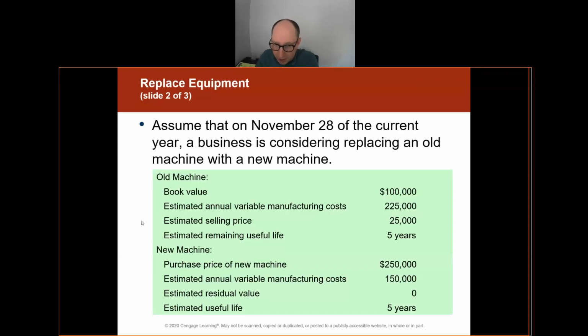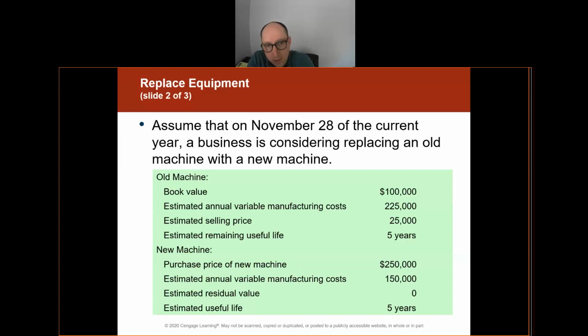Okay, so here's how it works. Obviously, much smaller scale, but just throw a couple of zeros on it, right? Let's assume we're looking to replace an old machine with a new machine. The old machine, what's it currently worth? Book value, 100,000. The estimated annual variable manufacturing cost 225,000. Estimated selling price 25,000. Estimated remaining useful life 5 years.